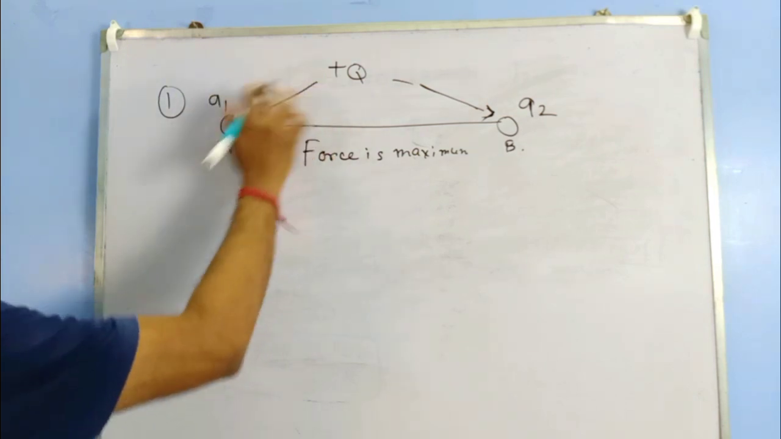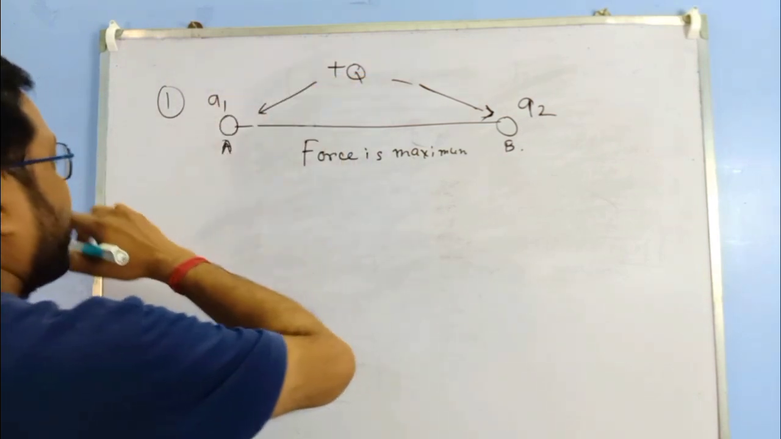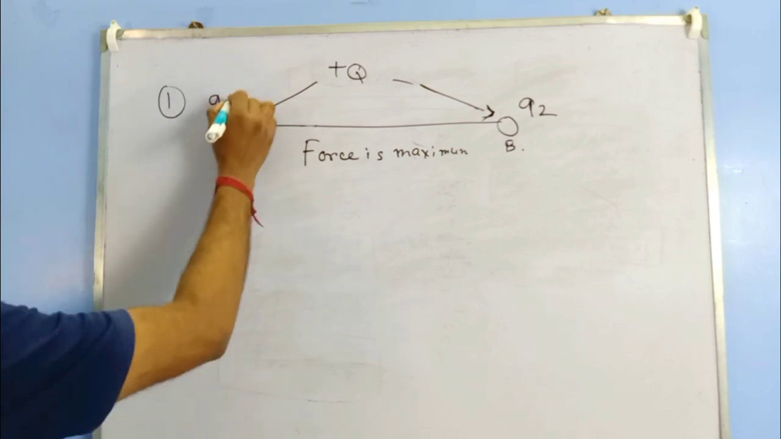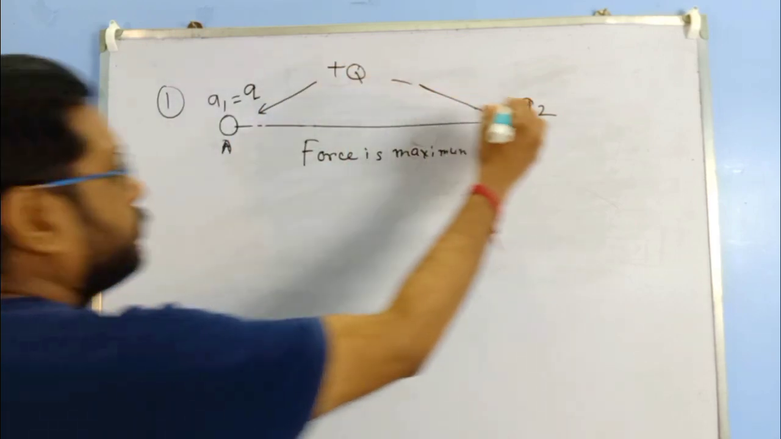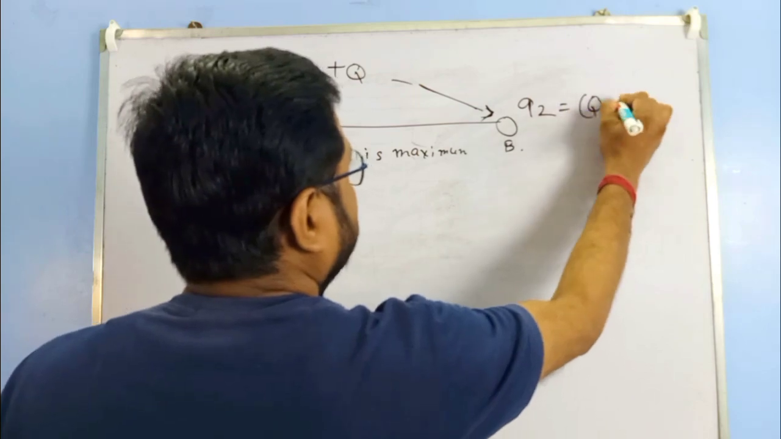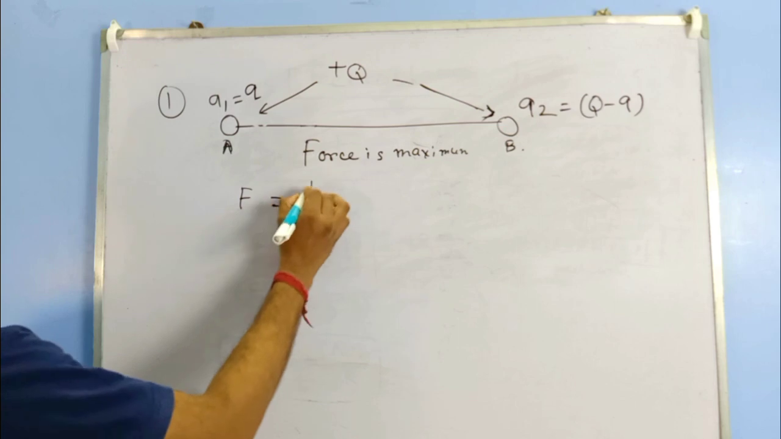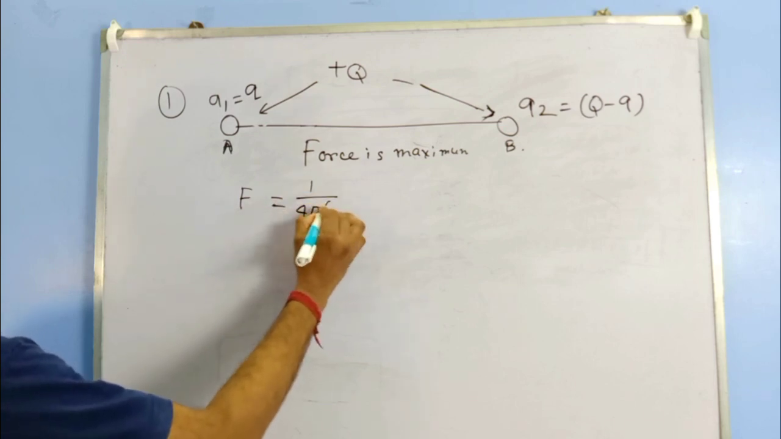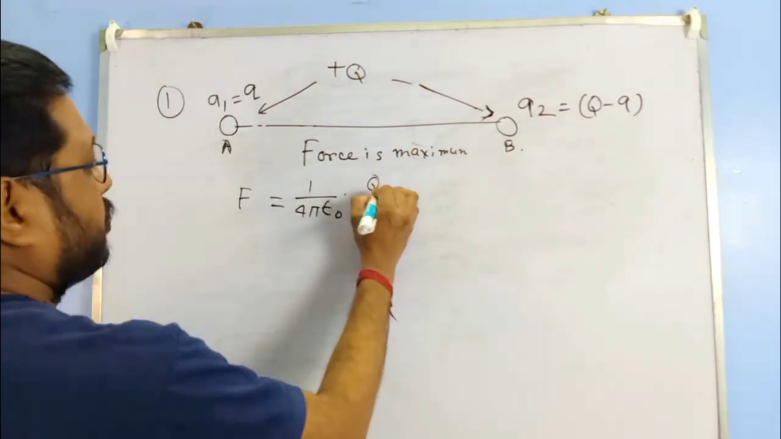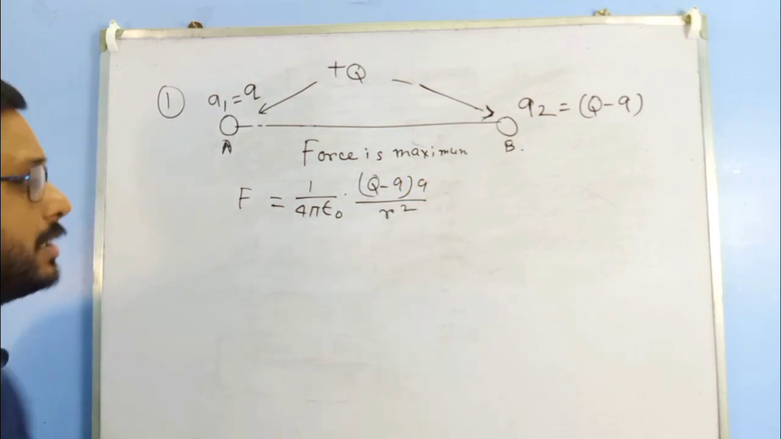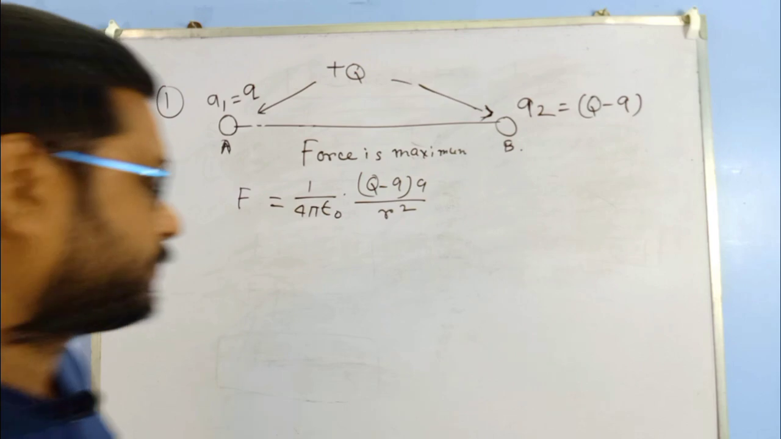Suppose we give a fraction of charge small q to A, that is Q1 equal to small q, so Q2 equal to Q minus q. So the force will be 1 by 4 pi epsilon naught, q into (Q minus q), divided by r square. I hope you understand it.